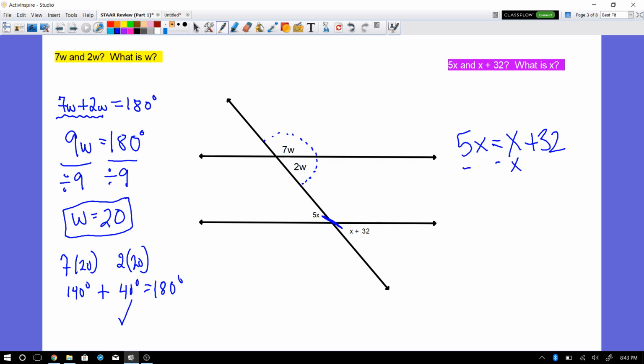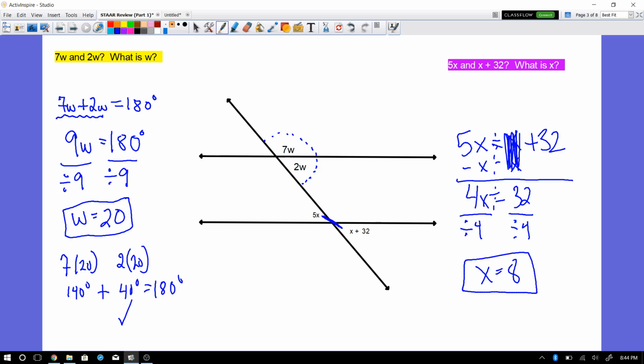Minus x, minus x. You have an x, you took away an x. There are no more x's over on that side. You're left with only a 32. You had 5 x's and you took away an x. 4x. Now we're back over to where we were with the 9w equals 180. We're solving a one-step equation. Divide both sides by 4. X is equal to 8.